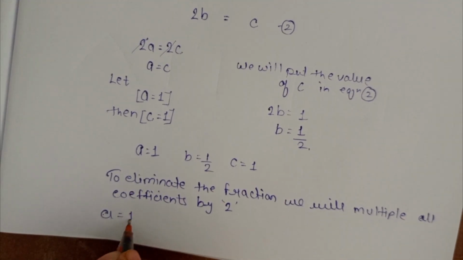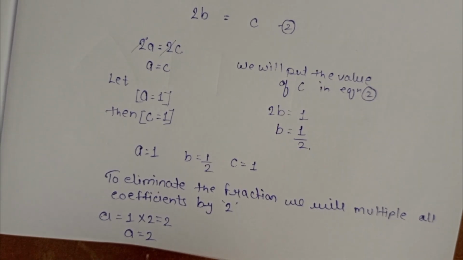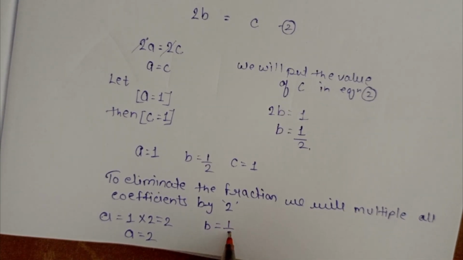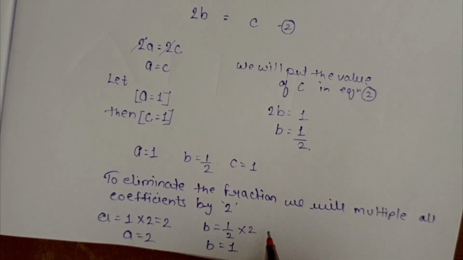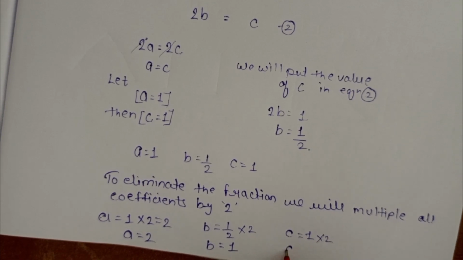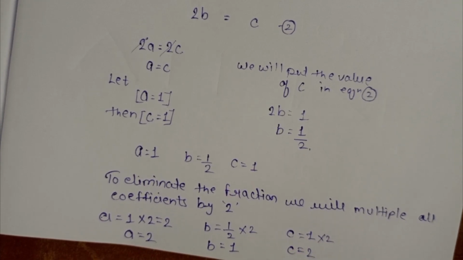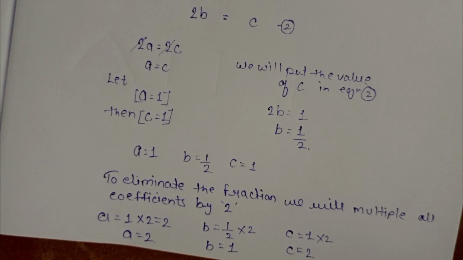A is equal to 1 multiplied by 2, so we get A is equal to 2. On multiplying B is equal to 1 by 2 by 2, we get B is equal to 1. And for C is equal to 1, on multiplying by 2, we get C is equal to 2. Now we have all the coefficient values, so we will write the balanced equation.